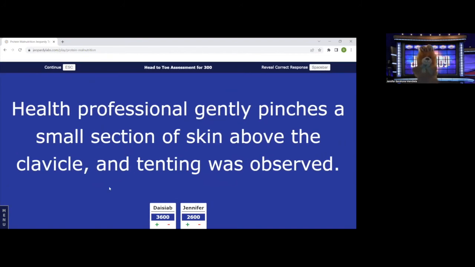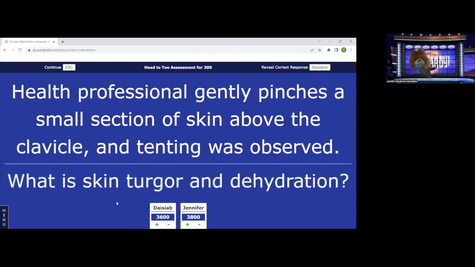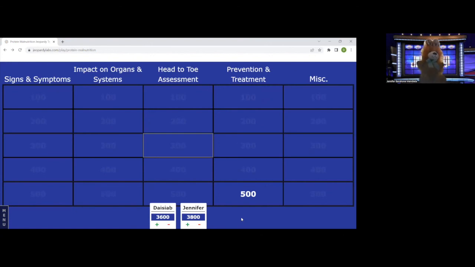Let's do head to toe assessment for 300. Pathophysiology gently pinches a small section of skin above the clavicle and tenting was observed. What is skin turgor? I'll give it to you. What is skin turgor and dehydration? Okay. All right, last question.